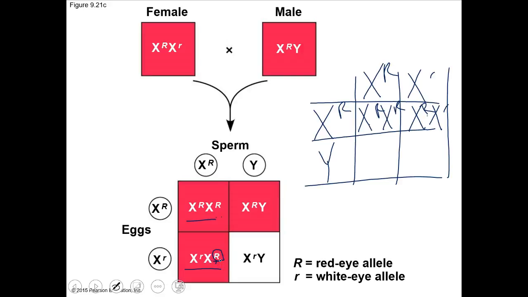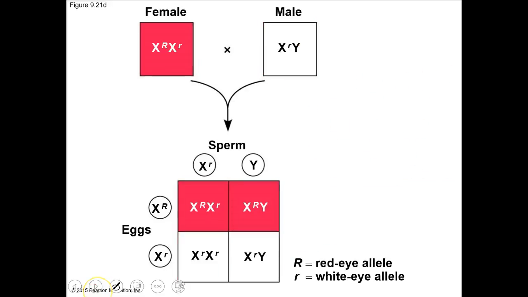The males are a little bit different. We've got X with a big R and Y, so there's 1 copy of the trait for red eyes. But because there's this little r here, he doesn't have anything else to mask the expression of this little r, so it comes out white-eyed. That's what affects things: only 1 copy for males of these X-linked traits actually changes things.